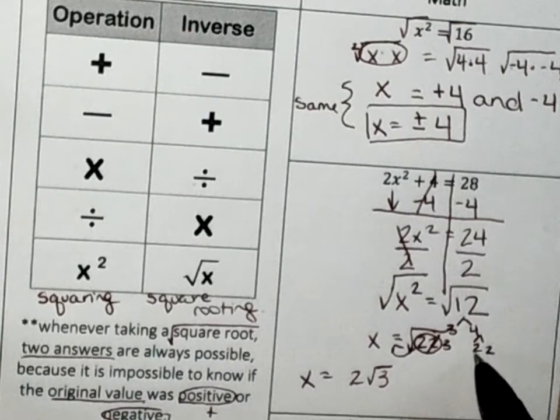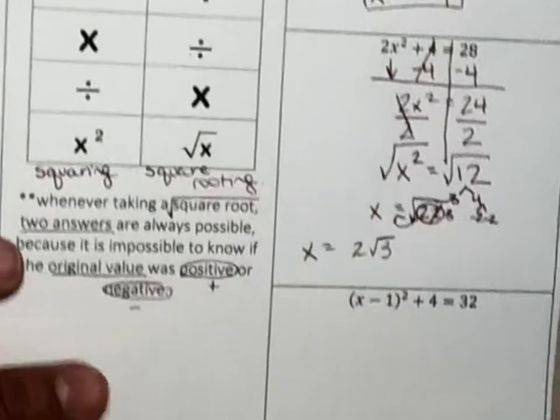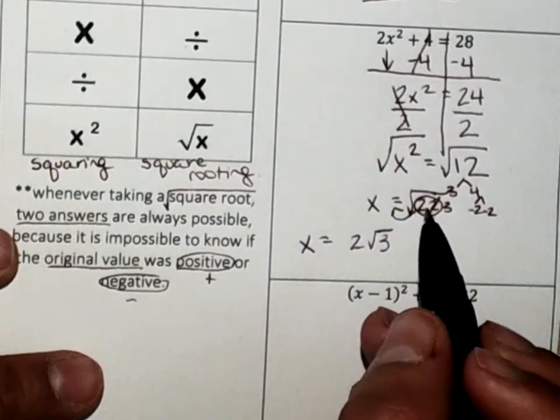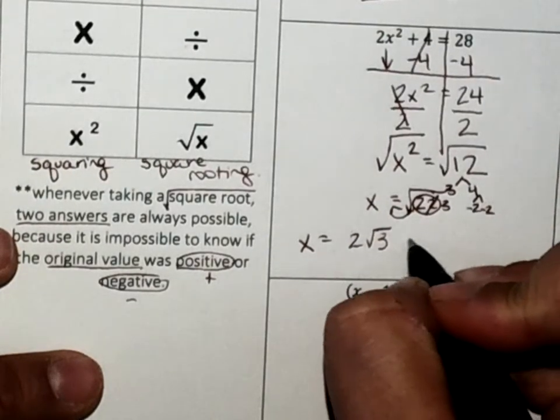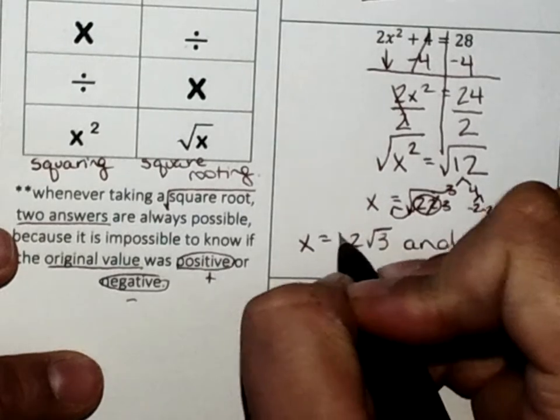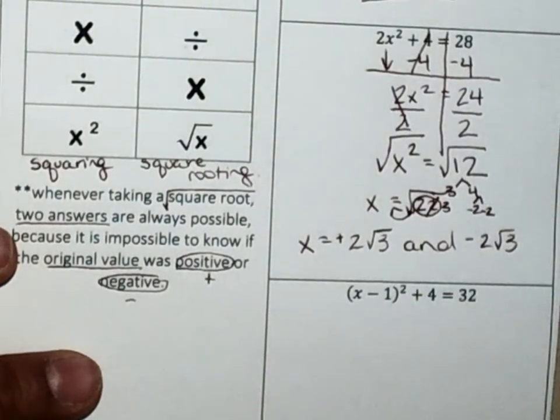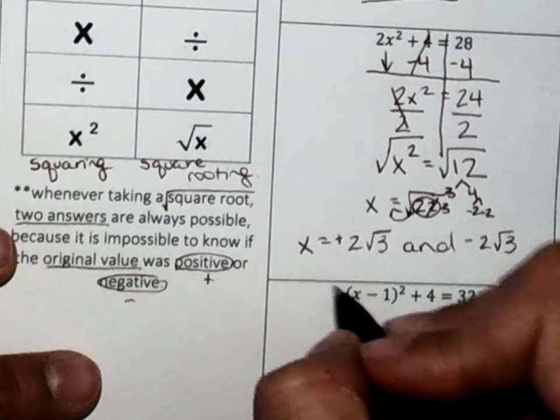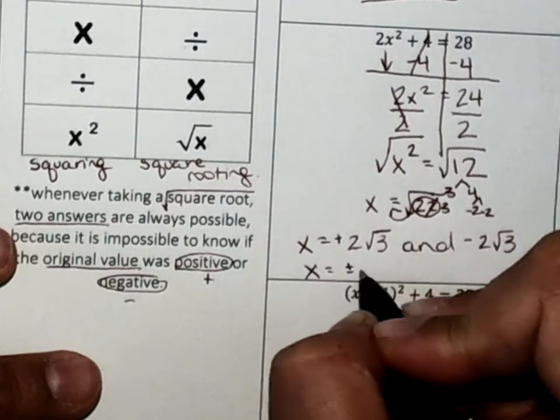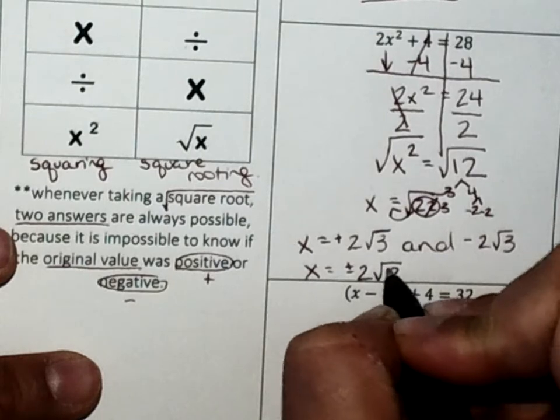But these 2's that we pulled out, or the 2 that we pulled out, these could have been negatives. It could have been negative times a negative, which would have still given us a positive 4. So because we can't tell if the original numbers were positive or negative, we're going to account for that by giving a positive and negative answer. And in the shorthand way of writing that, it's plus or minus 2 square root 3.